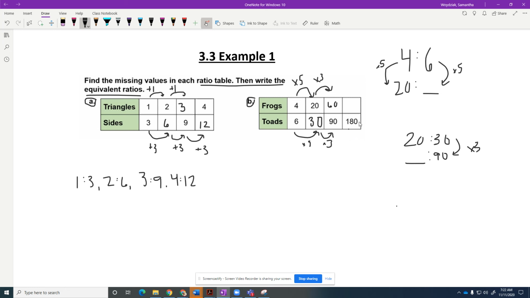Now we're going to have to use this last number to help us. How do I get from 90 to 180? Well, I multiply by 2, which means on the top I'll also have to multiply by 2. And that will be 120. If you lined all of these ratios up, 4 to 6, 20 to 30, 60 to 90, 120 to 180, you would see that they're all equivalent ratios. So when I write them, I do 4 to 6, 20 to 30, 60 to 90, and 120 to 180.